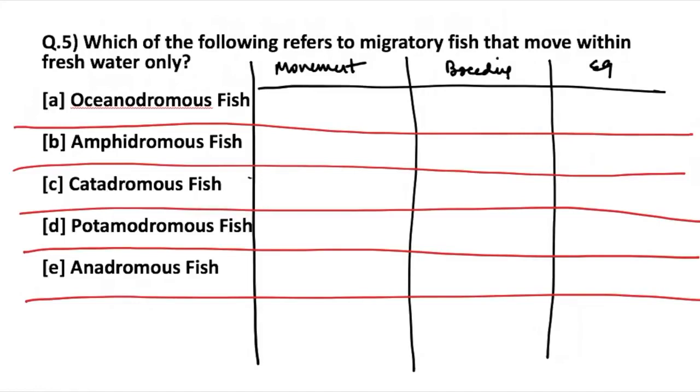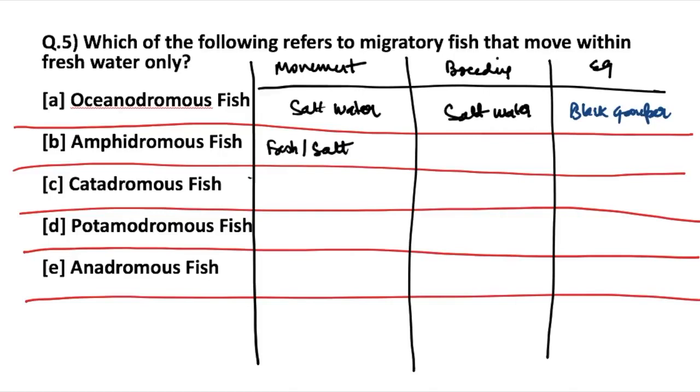So if we talk about the oceanodromous fish, so these are those migratory fish that move within the salt water and they breed also in salt water. And what can be the example of this? So black grouper is the example of this oceanodromous fish. Now coming to the amphidromous fish, as the name suggests, they live in both fresh water and salt water. And if we talk about the breeding, so they are independent of the breeding, so they can breed in both fresh and salt water. What could be the example of the amphidromous fish? So mountain mullet is the example of amphidromous fish.